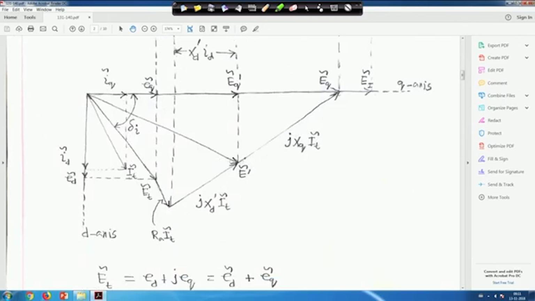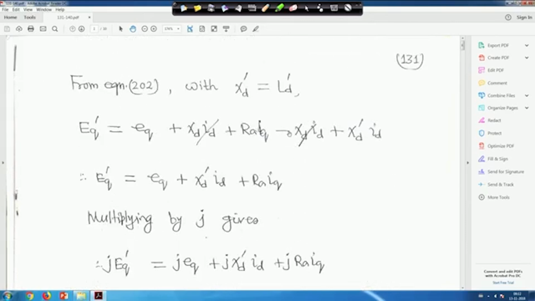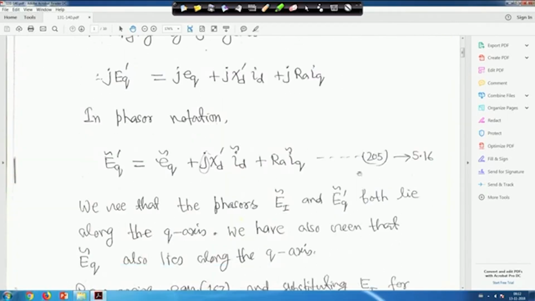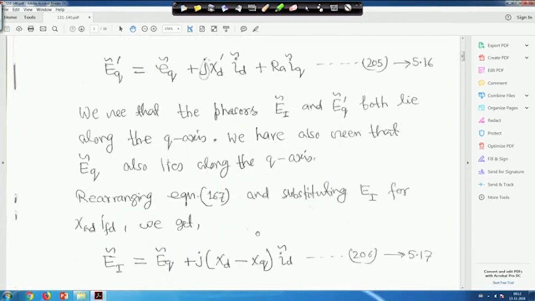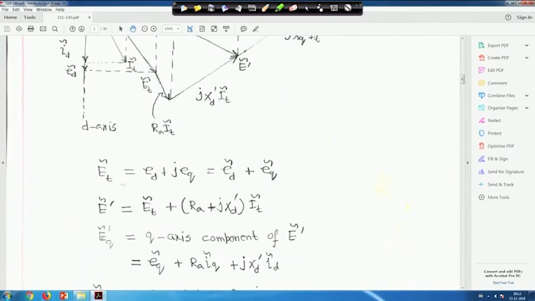So, this is the complete phasor notation from equations 204, 205 and 206. Equation 204 is on the previous page, this is 205, and here also J should be there. This is the phasor notation. At the bottom, ET tilde is given as ED plus JEQ, equal to ED tilde plus EQ tilde. I told you previously EQ tilde is nothing but JEQ. Similarly, E dash tilde is ET tilde plus RA plus J XD dash IT tilde.